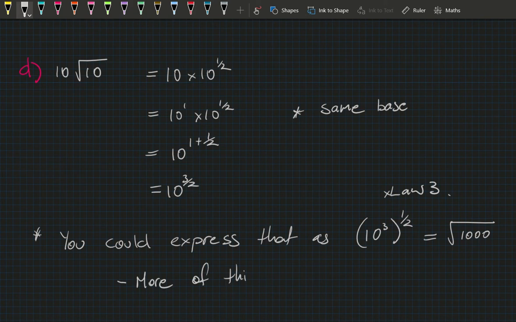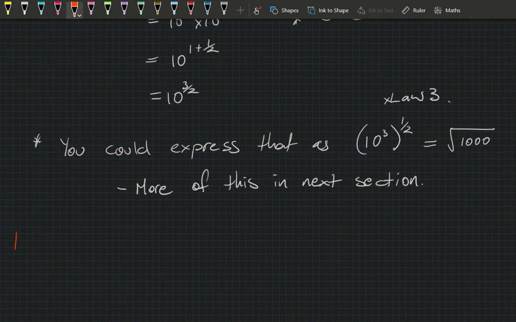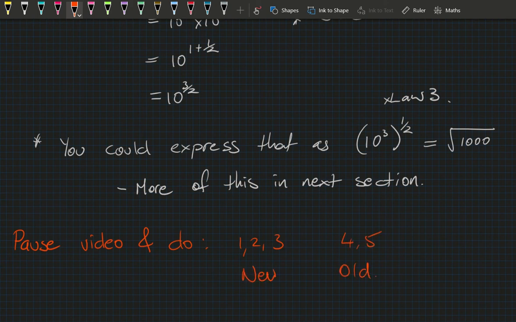We're going to do more of this in the next section. Hopefully you can start to draw some good connections between the many ways that we've learnt to express numbers or algebra this year. Alrighty, right about now you should be pausing that video and doing questions 1, 2 and 3 in the new book, or questions 4 and 5 if you have the old book. And when you've done those, we'll see you back in the next section.